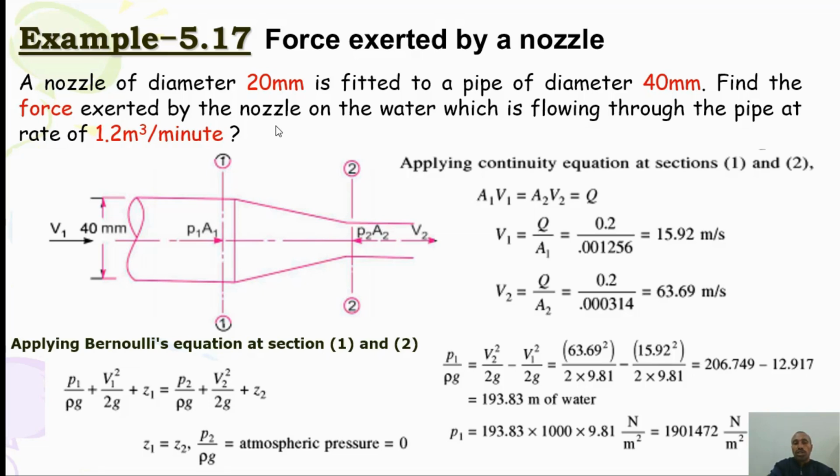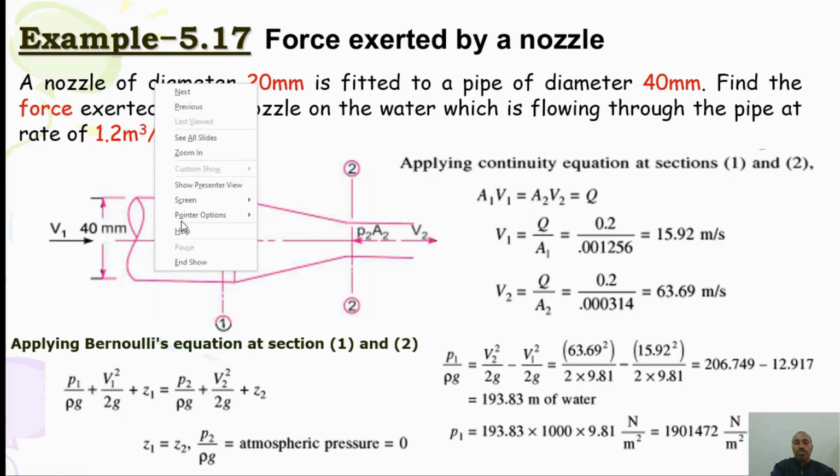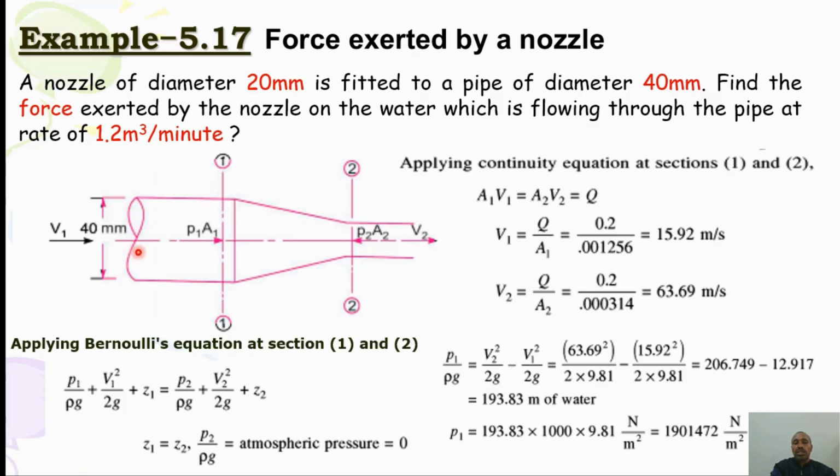So let's start. Now, this is just inlet, which is the main pipe with a diameter of 40 millimeter here, then reduced to 20 millimeter at this end. So what will happen? So flow is to this direction, but pressure is opposing to this one. So just you simply apply Bernoulli's equation at section 1 and section 2.